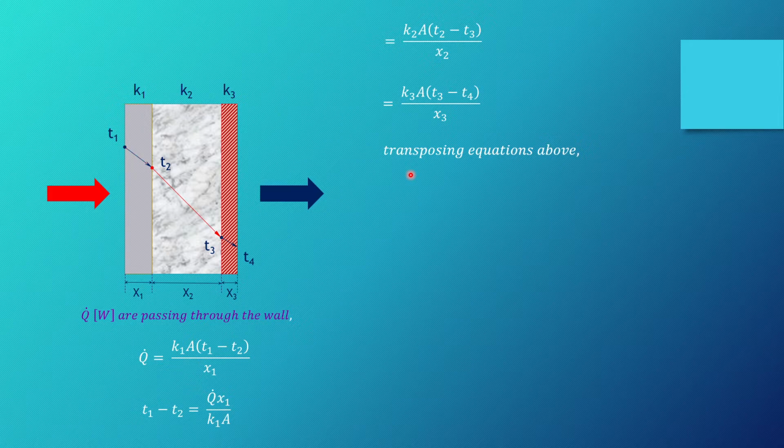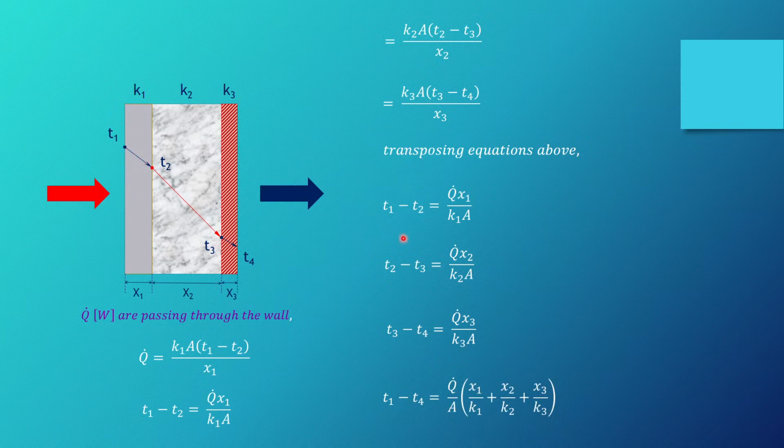Transposing the equation above, meaning manipulating this, that is T1 minus T2, this is for T2 minus T3, this is for T3 minus T4, and then you add up all these 3 equations. It forms the final equation, that is this here.